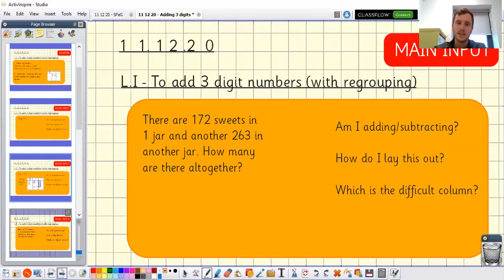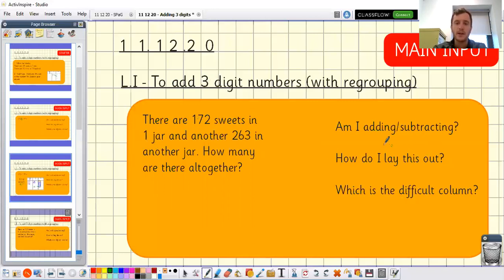Now, again, we probably know this is adding because our learning intention is to add. But how do we know for sure that that's adding? Have a think about that question. How do we know for sure? I'd be thinking, right, there's 172 sweets in one jar and another 263 in another jar. So if I put them together to get the total, to work out how many there are altogether, I've got to be adding. There's going to be more sweets altogether. So that's the reason it's adding.